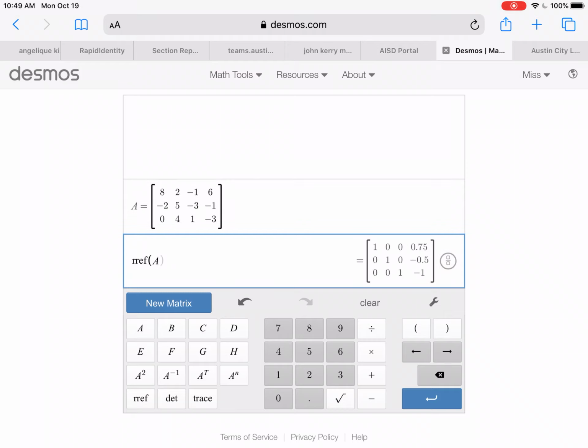So we are in RREF of A, and we see our solution. Our solution is 3/4, -1/2, and -1. And you see those, I'm going to take a picture real quick so I can edit it.